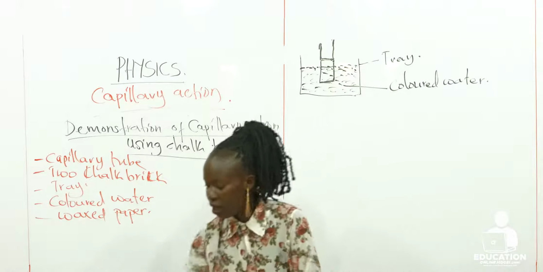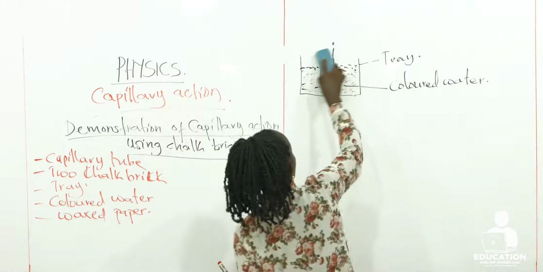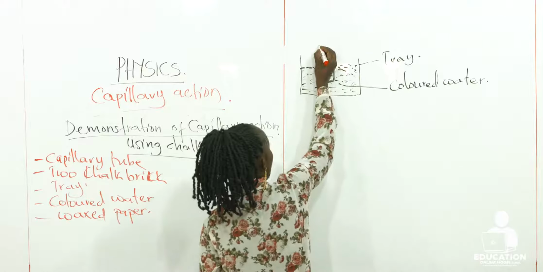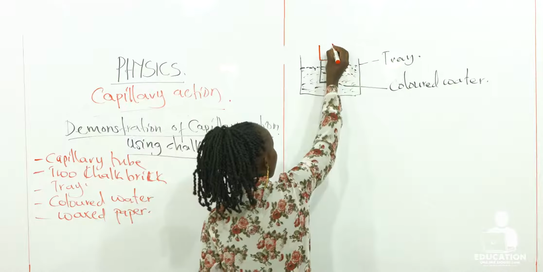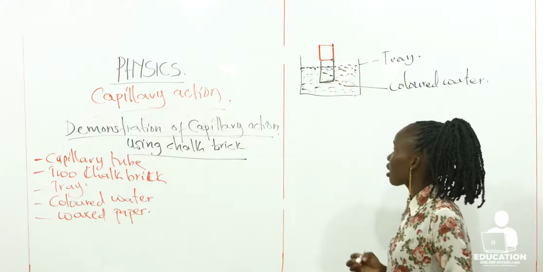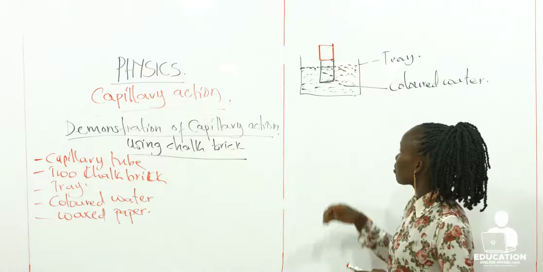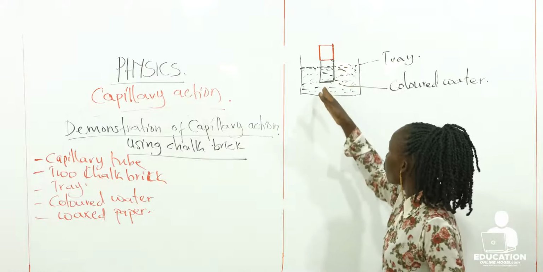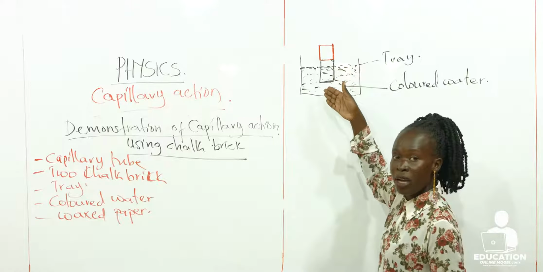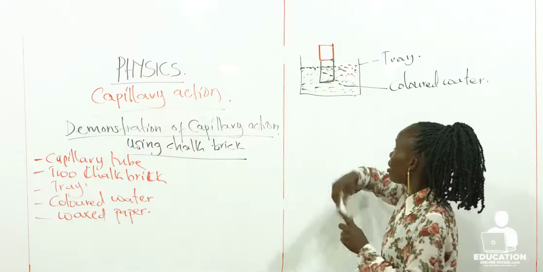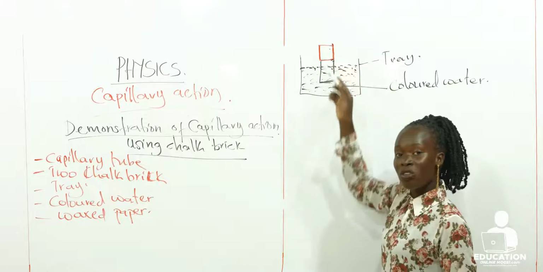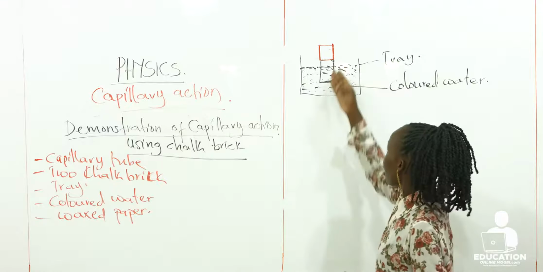Let them be in direct contact with each other, like that. Okay, let me use another color, so that we know these are two different chalk bricks. We are going to have the second one right here on top. So this is our first chalk brick and this one is our second chalk brick. What you will see is that this liquid will move from its meniscus, leaving the part that has been submerged in the liquid, to this other part that is left empty, and then it moves up to the second chalk brick.